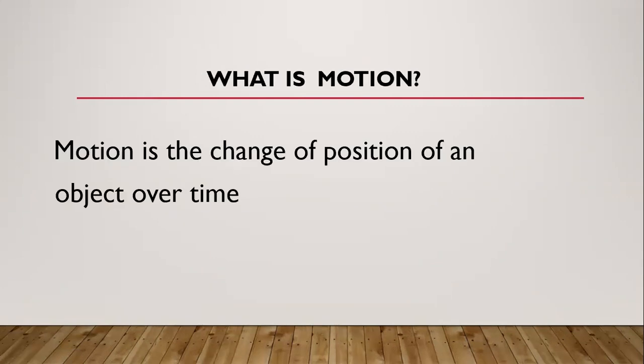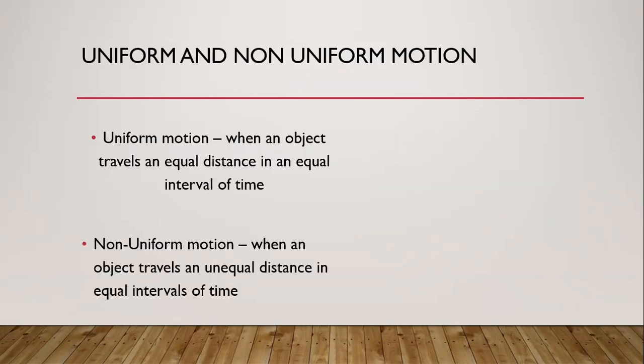So let's begin. What is motion? Motion is the change of position of an object over time. Let's say an object is at A, then it moves to position B. This shows that the object has covered a distance of 5 meters from point A to point B, showing that it has gone further away from point A, so it has moved. So this is motion.